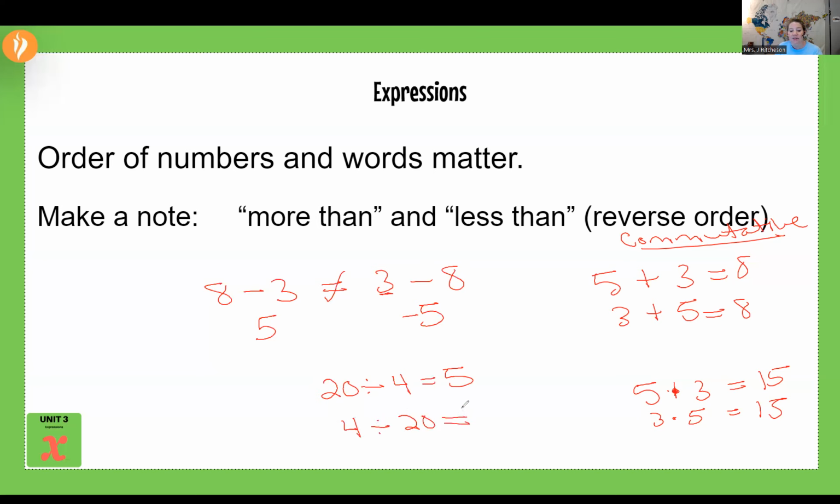Absolutely not. It's not 5, right? Because remember, you have to put the first number in the box, the second number outside the box. So 4 divided by 20 is actually 0.2. It's very different than 5. If someone owed you $5 and they gave you 20 cents, would you say, oh, it's the same thing?